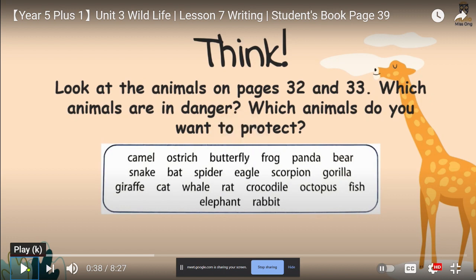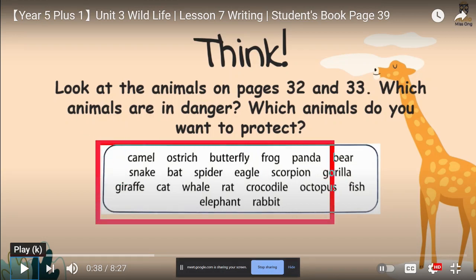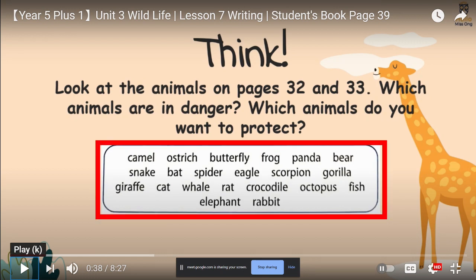Okay, my dears, you got to get to know the name of the animals here. Later on, there will be a quiz. Okay, you have to answer a quiz. For this, I'm going to ask you to spell camel, ostrich, butterfly, frog, panda, bear, snake, bat, spider, eagle, scorpion. You know what it means by scorpion? Scorpion in Malay is called kalajengking. Scorpion. Gorilla, giraffe, cat, whale.